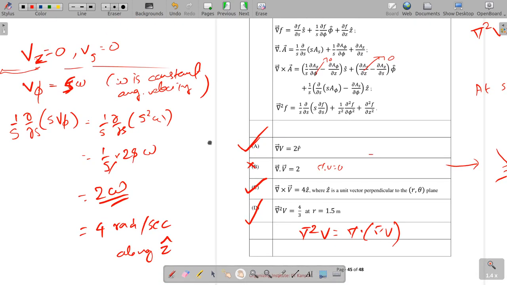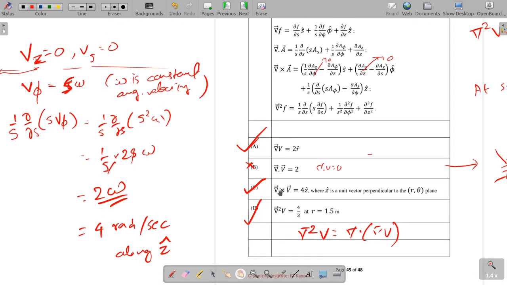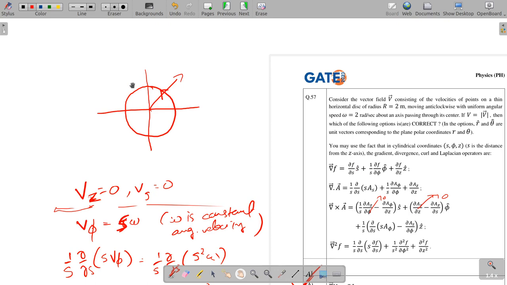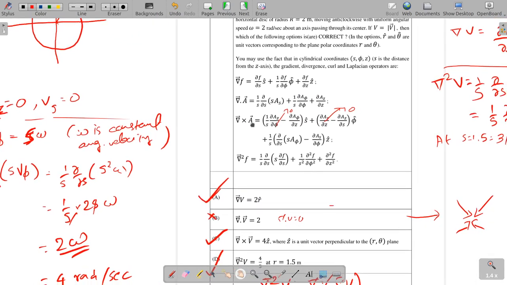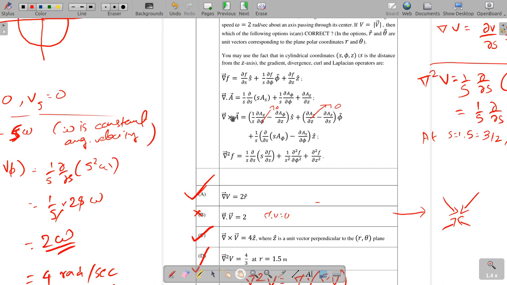Now which one is the easier one? Okay, so curl of v is 4z. Again, as I told, the velocity is rotating about an axis, so it should have a non-zero curl, right? So we can actually use these relations here. Del cross A will be given by this.